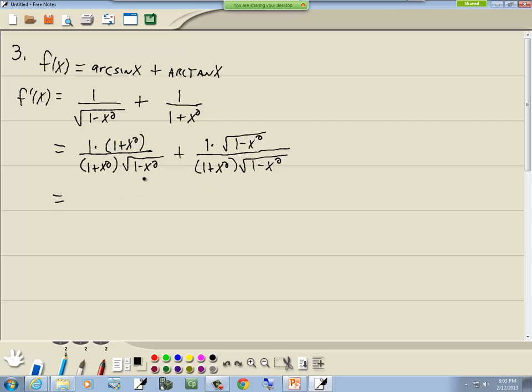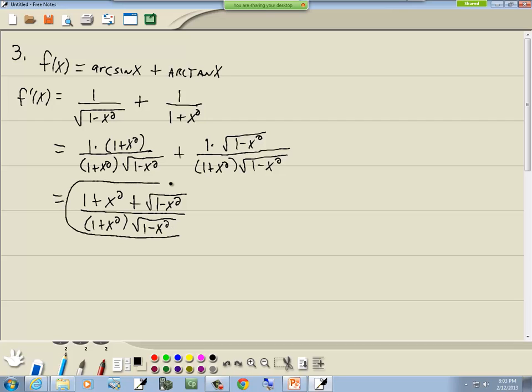Well, now they have the same denominator, so I'm going to merge together the top parts. The 1's don't add anything, 1 times anything. So I'm going to have 1 plus x squared plus the square root of 1 minus x squared, all over 1 plus x squared times the square root of 1 minus x squared. And that's our answer.